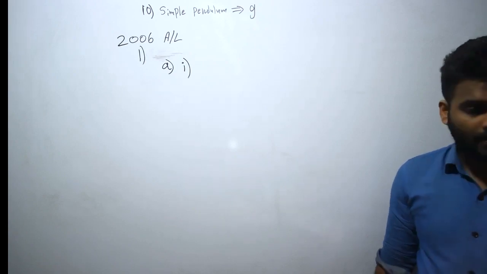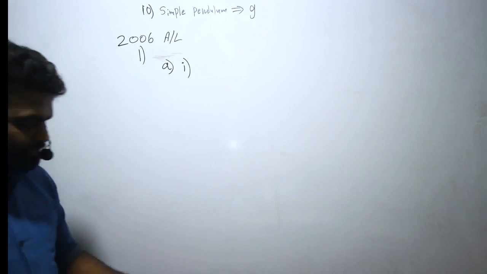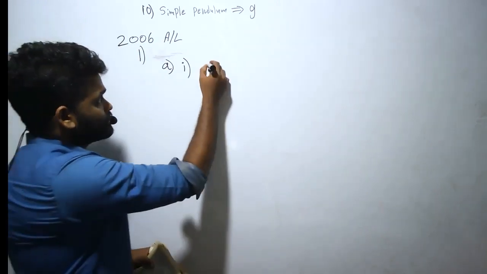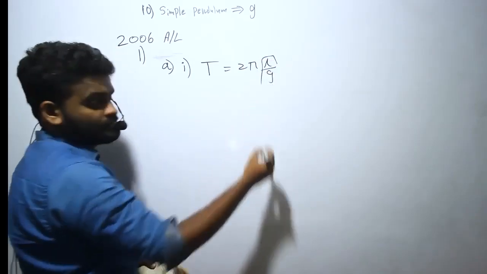So simply part 1. They are asking just for the expression for time of oscillation. So obviously this one, right? That's easy.